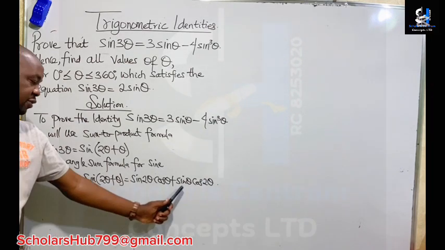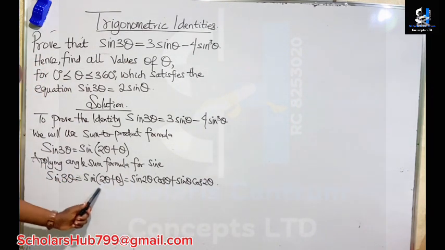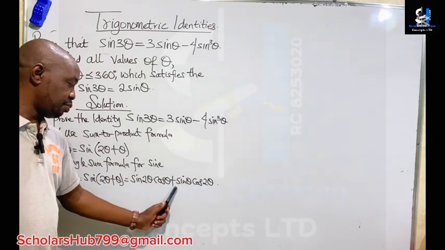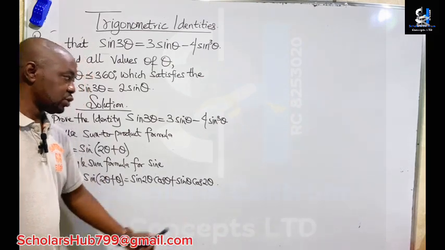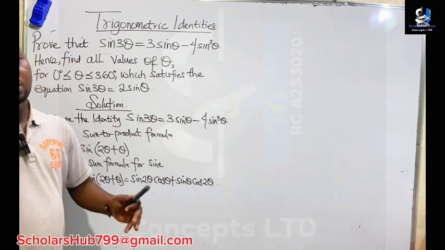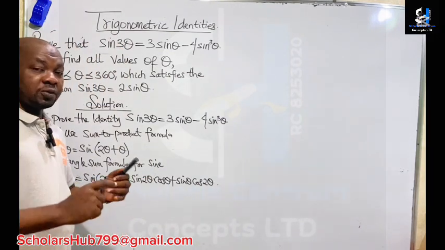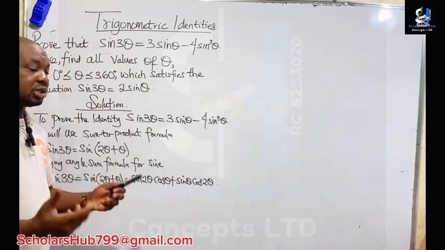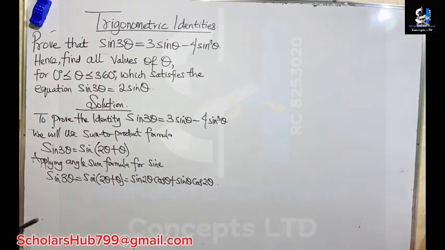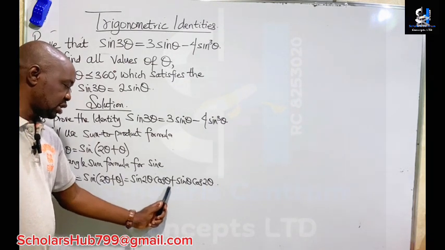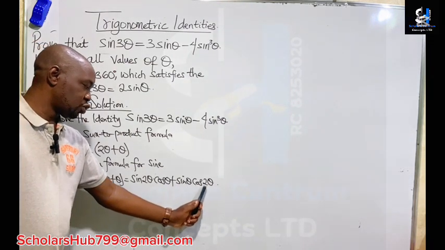So this is the expanded form. When we expand sine of 2 theta plus theta, it is equal to sine 2 theta cos theta plus sine theta cos 2 theta, which is one of the sum and difference formulas. We have those for sine, cosine, tangent, and cotangent. So sine 3 theta equals sine of 2 theta plus theta equals sine 2 theta cos theta plus sine theta cos 2 theta.